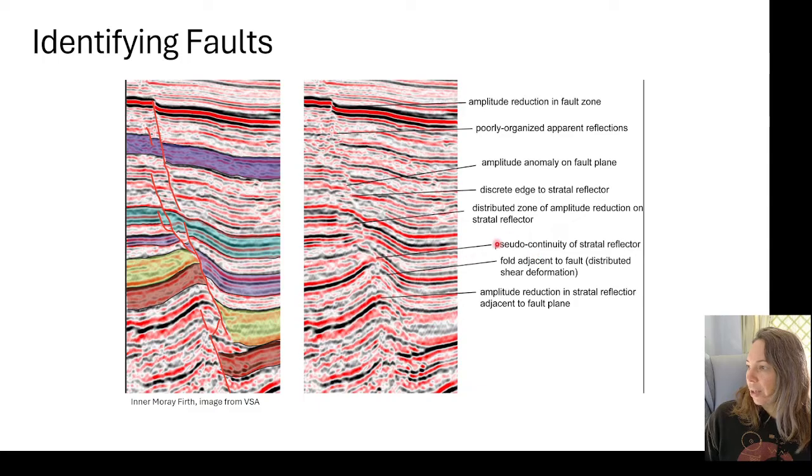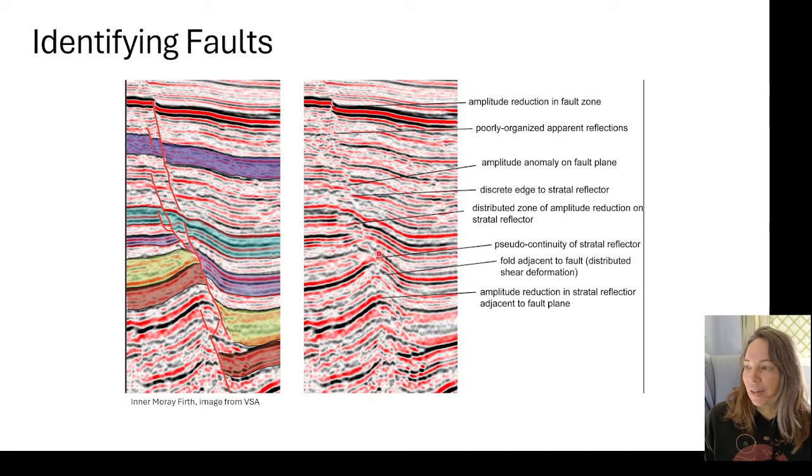Here they point out a pseudo continuity of a straddle reflector. So right in here, they're showing, okay, it looks like this horizon continues across, but that's a pseudo continuity. And so they're pointing out a lot of the reasons they see faults, and even some of the features that may mislead, like a continuation across from one side of the fault to the other.